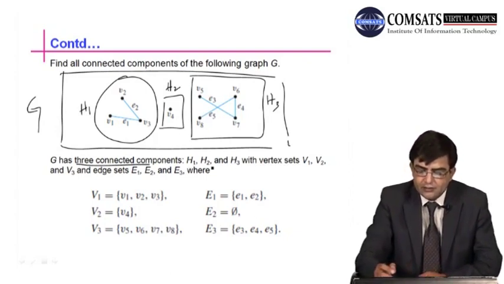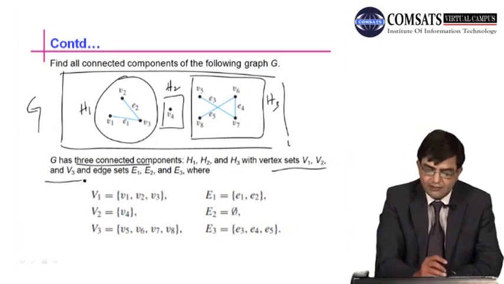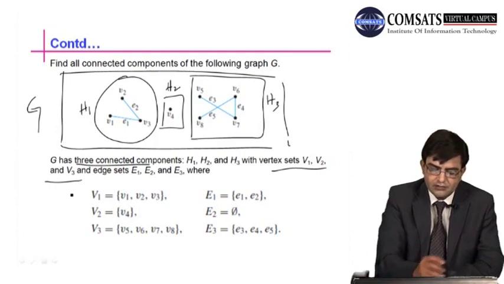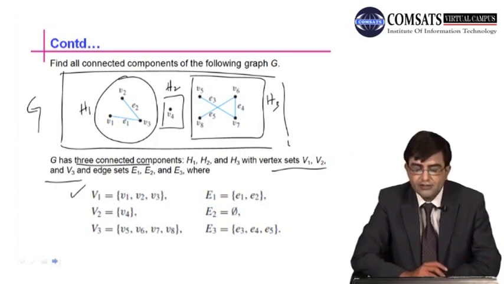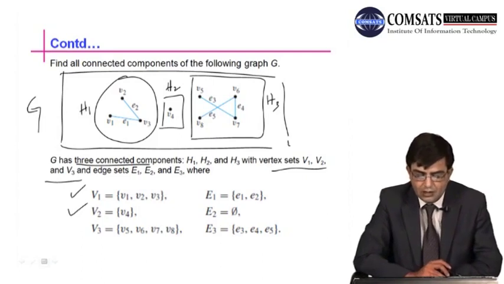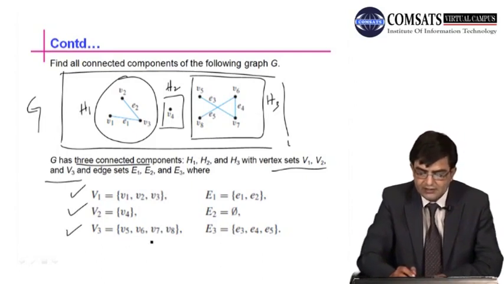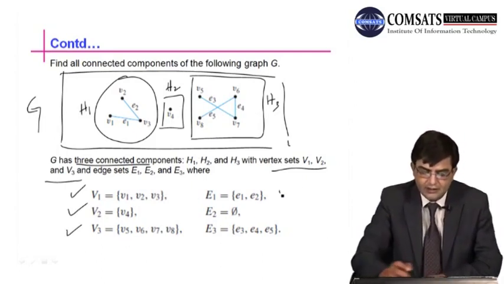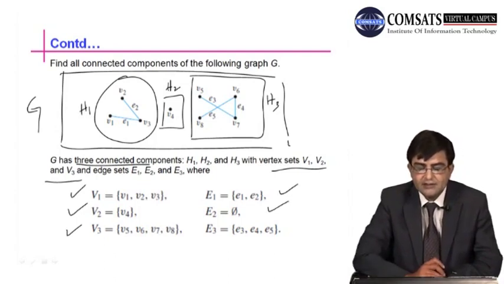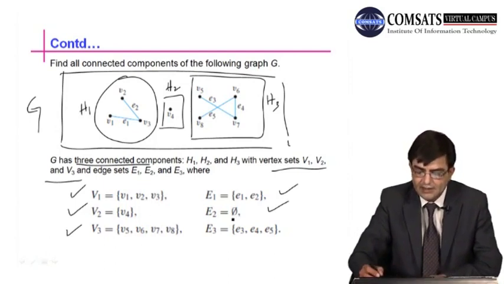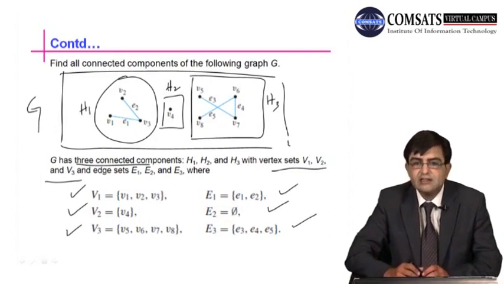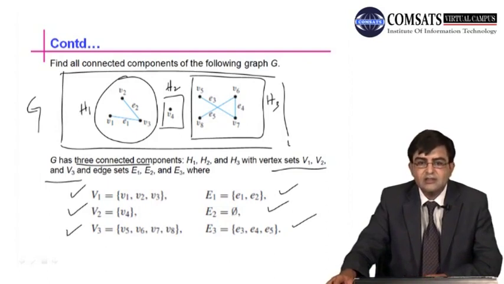H1, H2 and H3 have vertex sets V1, V2 and V3. The vertices in H1 are V1, V2, V3. The vertex in H2 is only V4. The vertices in H3 are V5, V6, V7, V8. The edge set in H1 is this, the edge set in H2 is empty because there is no edge in H2, and the edge set in H3 is E3, E4 and E5. So these are all the connected components of the graph G.